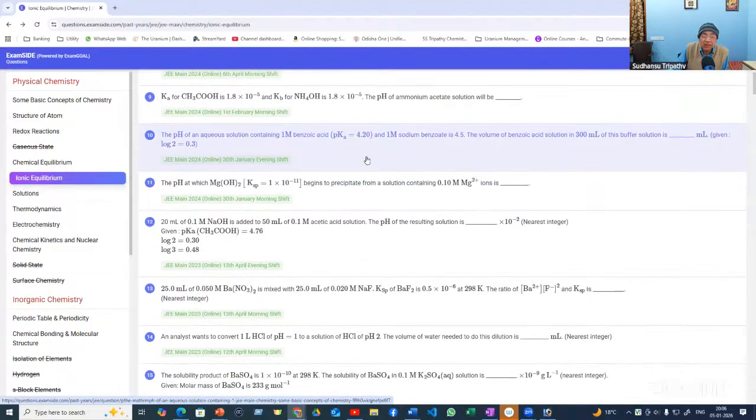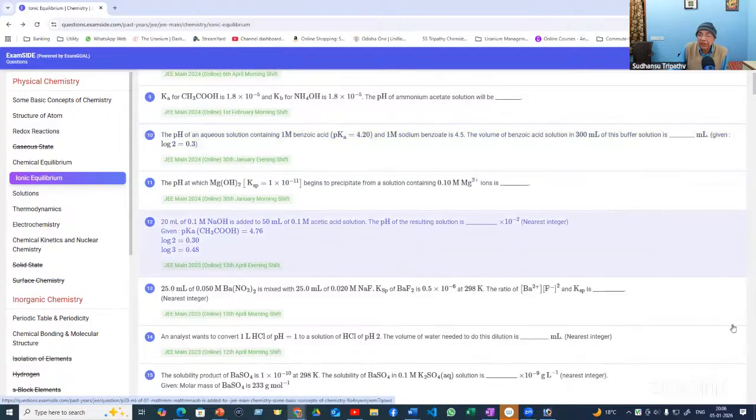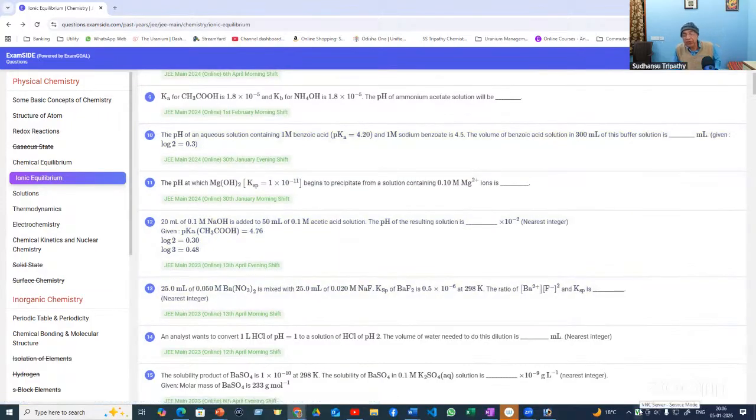Again, this is an acidic buffer. The volume of benzoic acid solution in 300 milliliter of the buffer solution is blank L. Indirectly, it is talking of mixing. That means, now see this question. It appears to us as a weird question unless we think that it is a mixing problem.